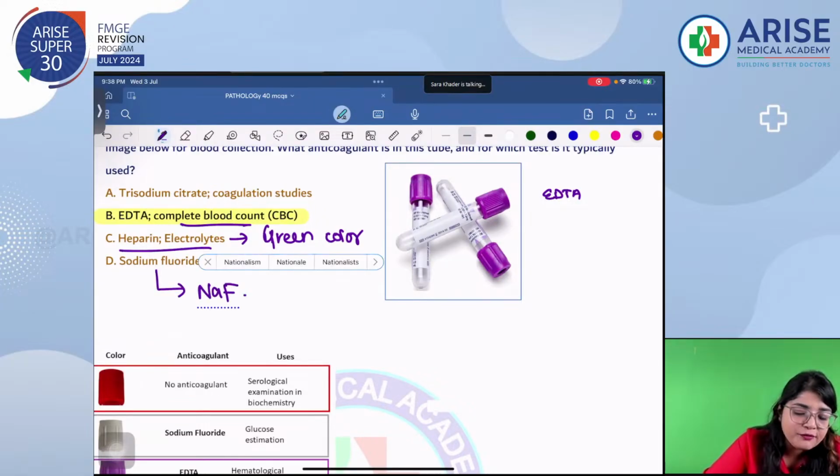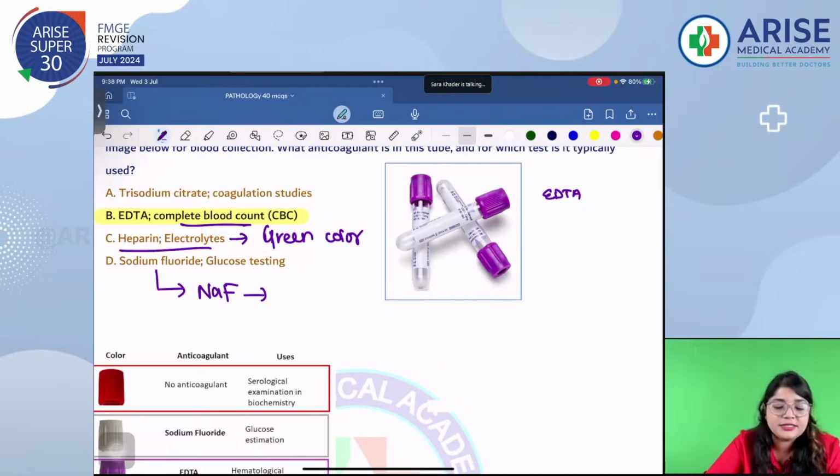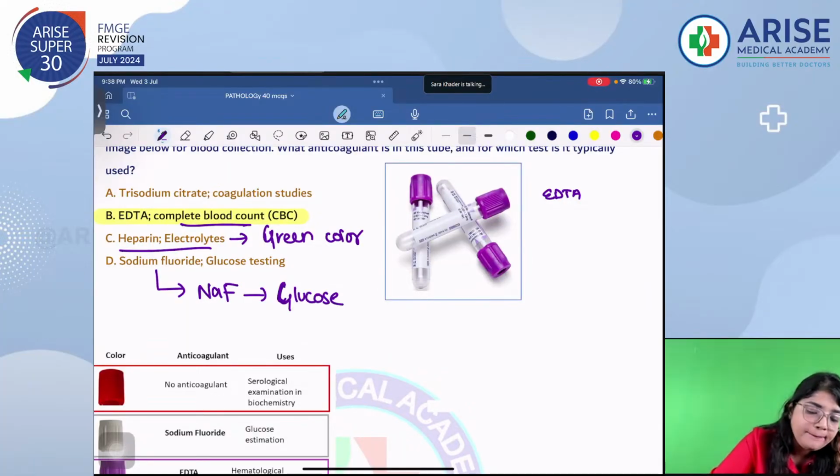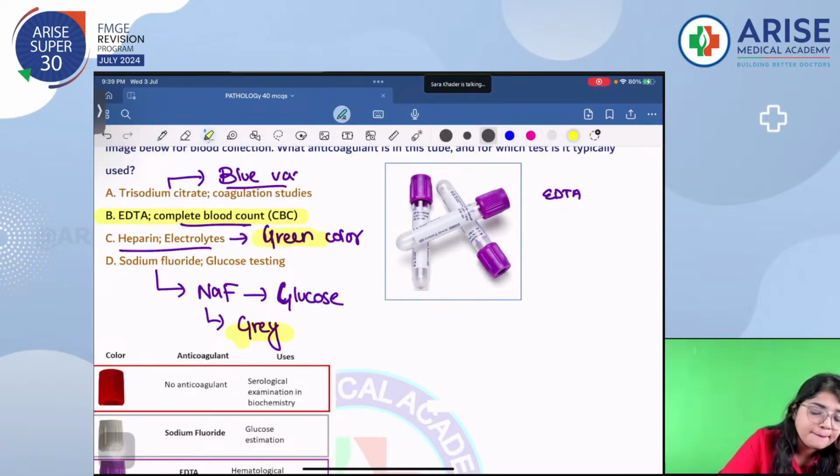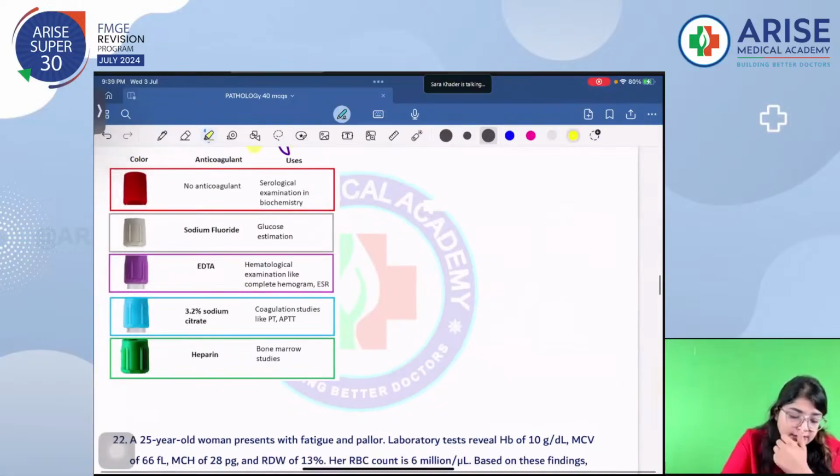NaF, sodium fluoride, actually inhibits glycolysis. So this is glucose, right? It inhibits the glycolysis. That's why this is used for glucose testing. Okay. And trisodium citrate, this is used for coagulation study. This is a blue vacutainer. Okay, blue vacutainer. So blue, and your sodium fluoride, remember this is gray. G for glucose, G for gray. Green is heparin. So these are the different kinds.